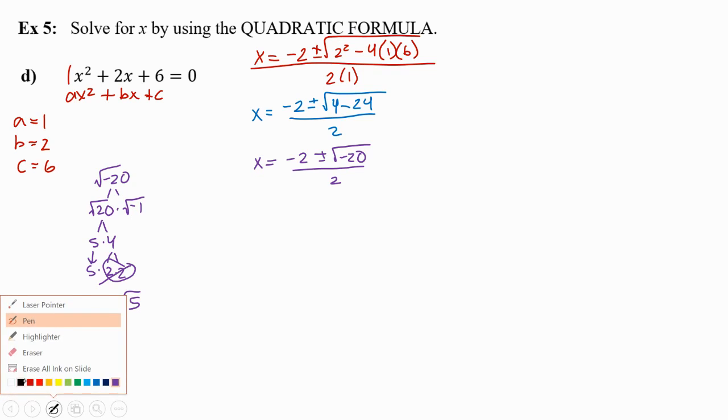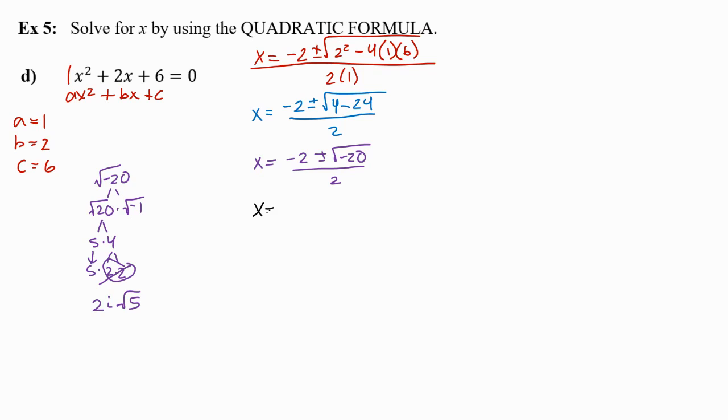So I'm going to rewrite it. We have x equals negative 2 plus or minus, and I'm going to replace the square root of negative 20 with 2i root 5, all over 2. And then I think I'll separate it to help us out a little bit. So we have x equals, everything in the numerator is divided by the 2 in the denominator. So we have negative 2 divided by 2 plus or minus 2i root 5 divided by 2.